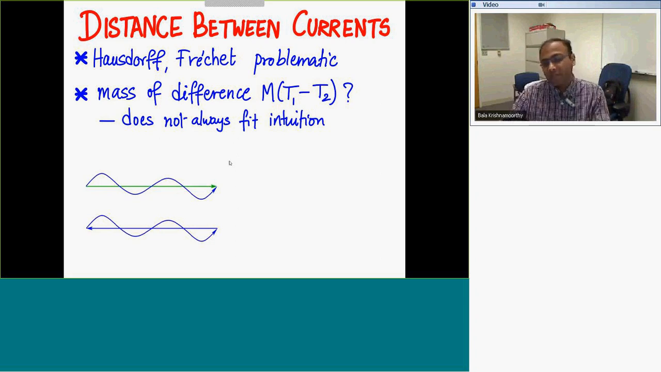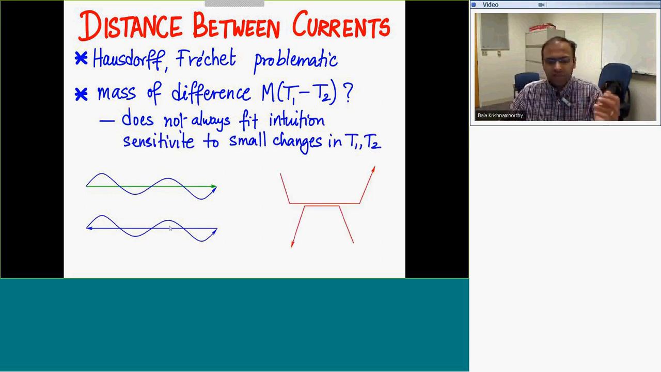That also often does not fit in. So if you have two currents like this, essentially one following the other but with a wiggle added on, if you take T1 minus T2, all you're doing is reversing it, but you don't, and when you add the mass of this, it's twice the mass of them. So it doesn't actually show that the two are quite similar to each other. And they are quite sensitive to small changes.